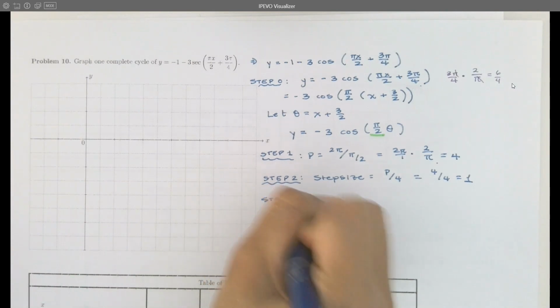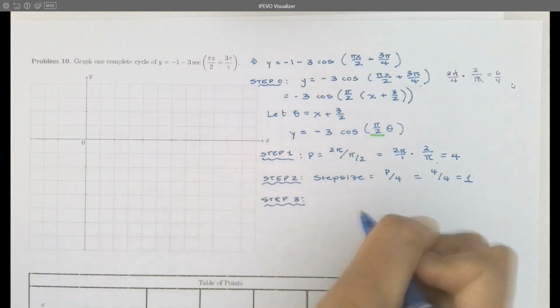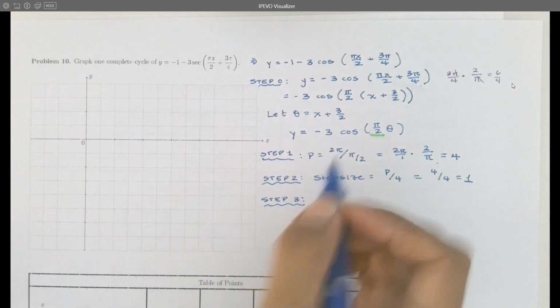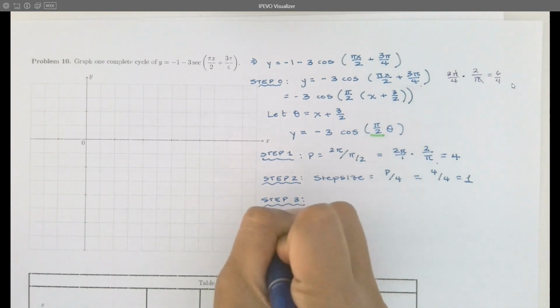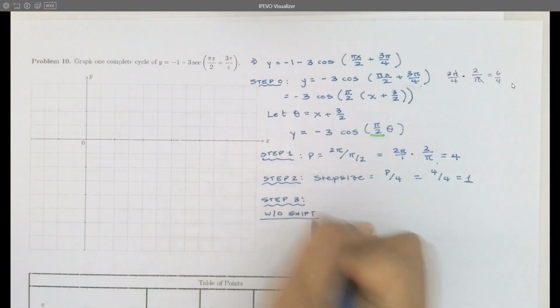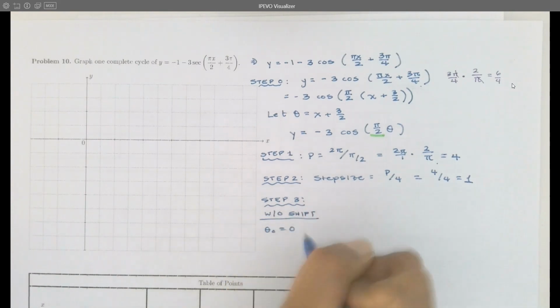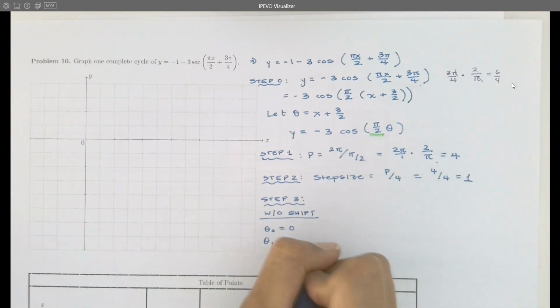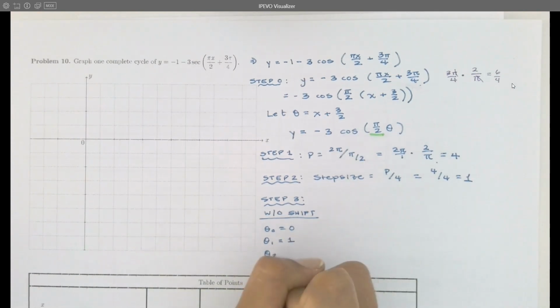Then we find the important x values. In this case, we do have a shift, so that means that we're actually first considering the theta values. So starting with theta 0 being 0. And then the next theta value is going to be 1 times the step size of 1, which is just 1. Then 2 times the step size of 1, which is 2. Then we're going to have 3. And finally, we're going to have 4.